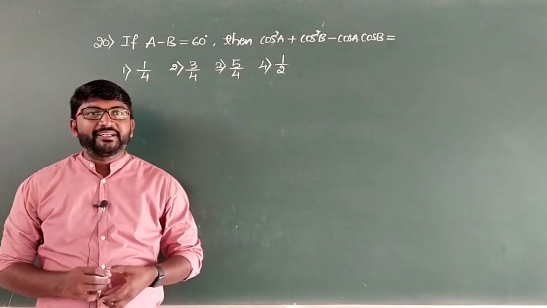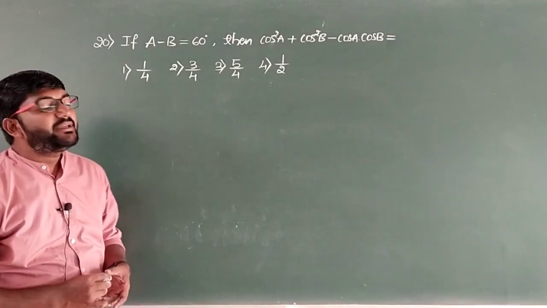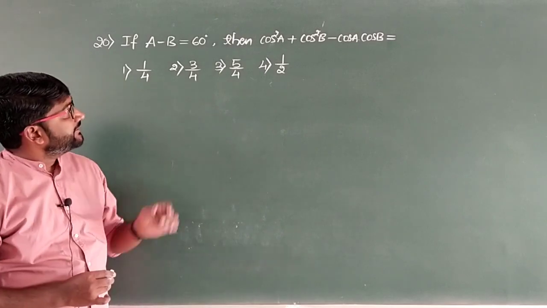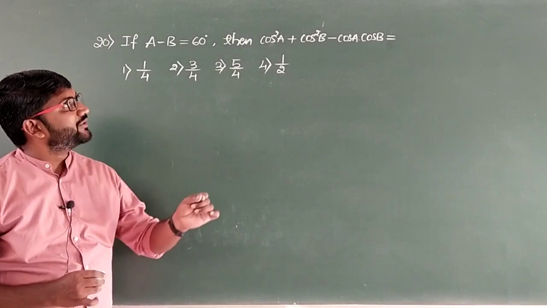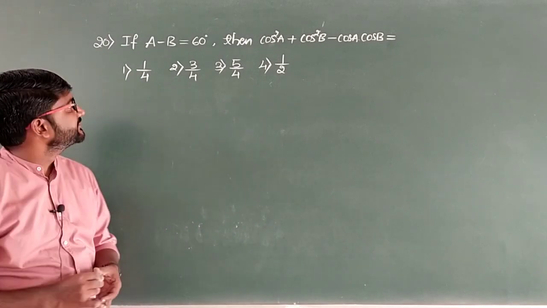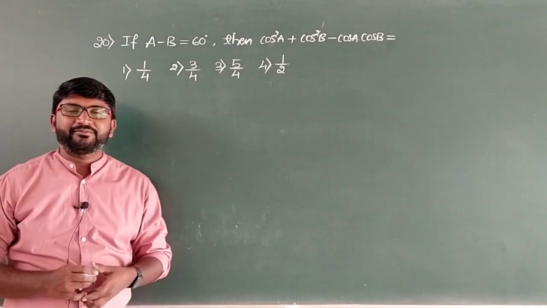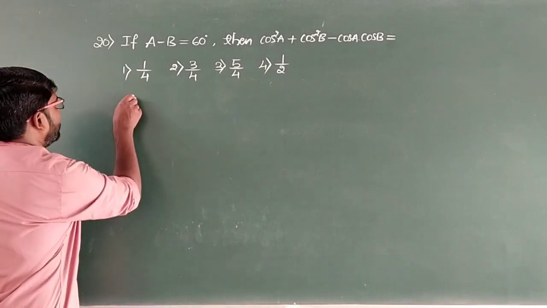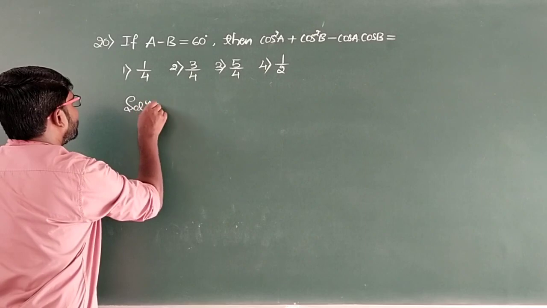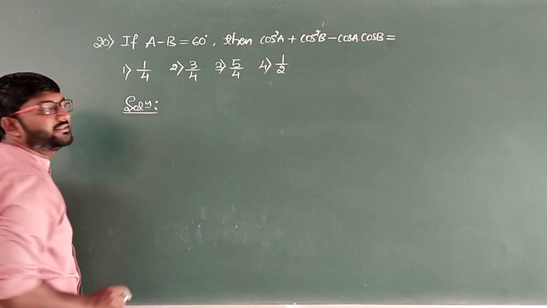Well, question number 20: if A minus B equals 60 degree, then cos square A plus cos square B minus cos A into cos B equals, and the four options are 1 by 4, 3 by 4, 5 by 4 and 1 by 2. So here I will take the angle A as 90 degree and B as 30 degree.